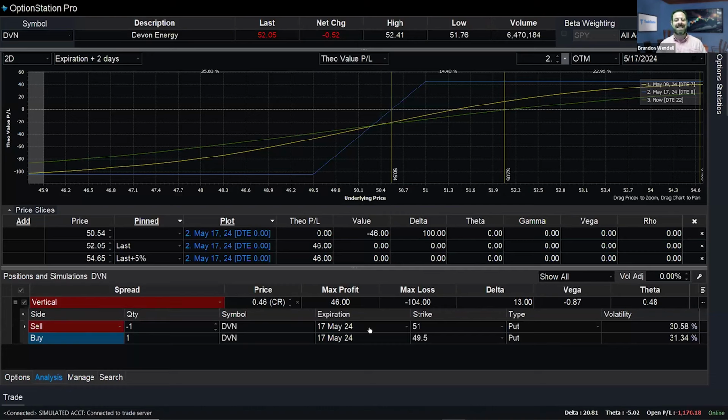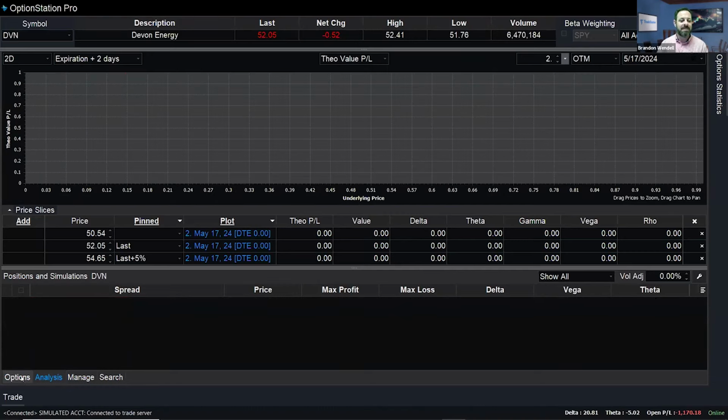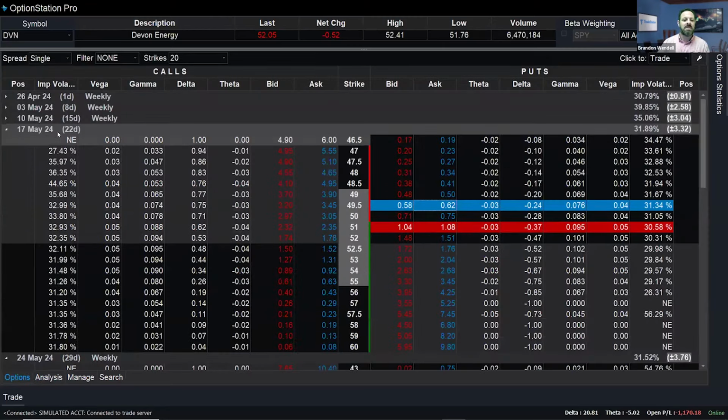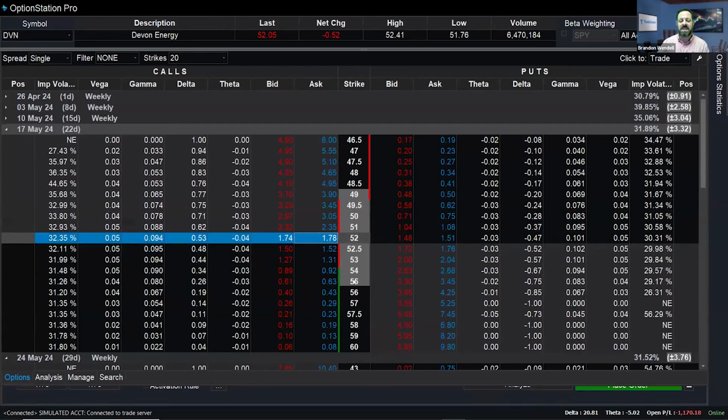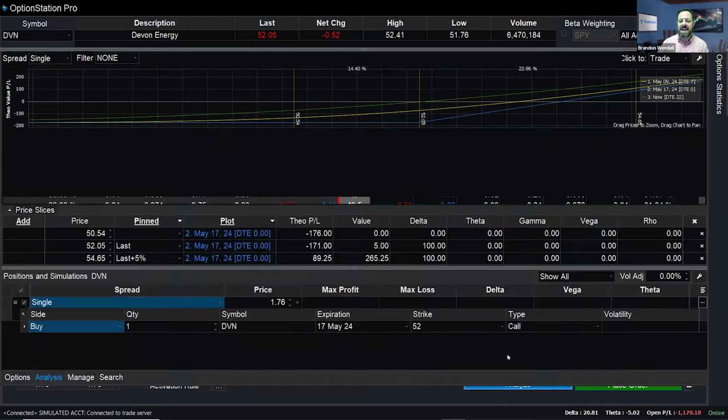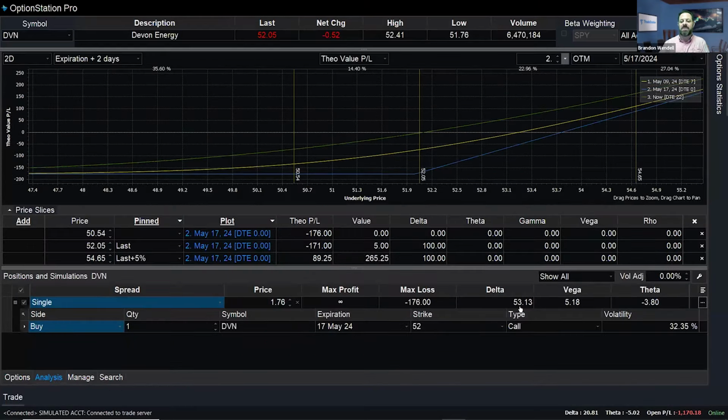Compare that again. The other alternative, if you were bullish on this stock, would be to go back and buy a call. And I'll even use the same month. It doesn't matter. We're right now sitting at 52 bucks. You buy the 52 call. There you go. We analyze that. We have a delta of 53. That means we have a 53% chance of it finishing in the money.